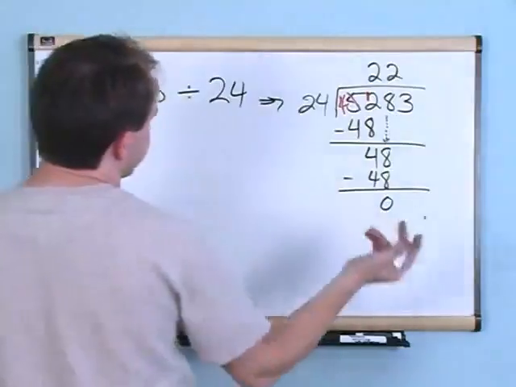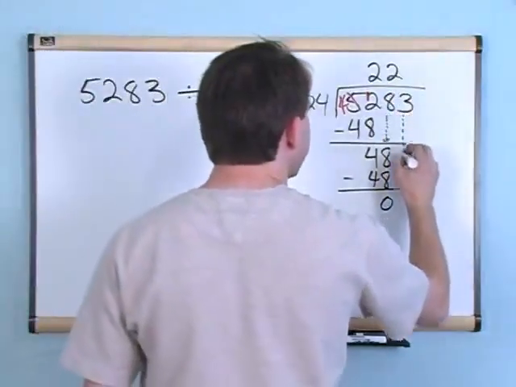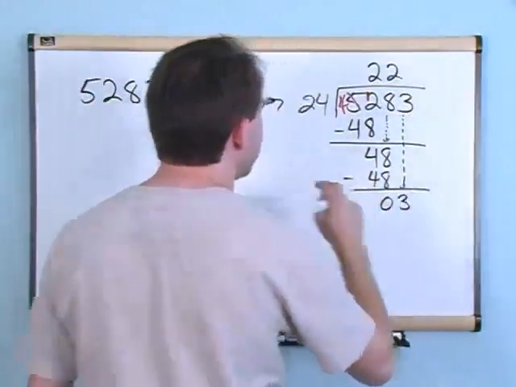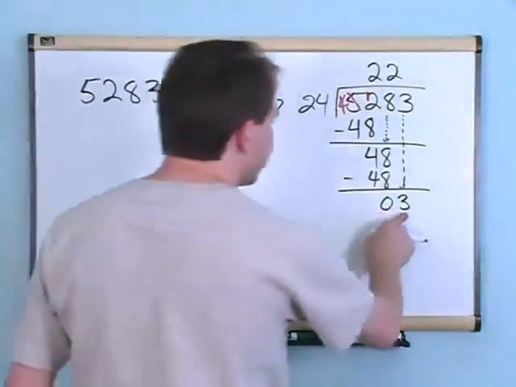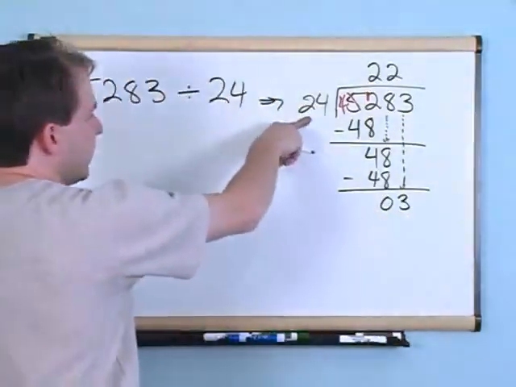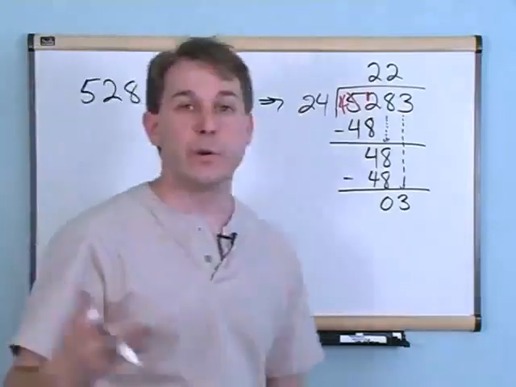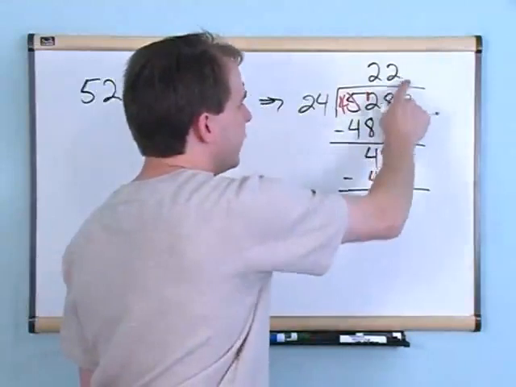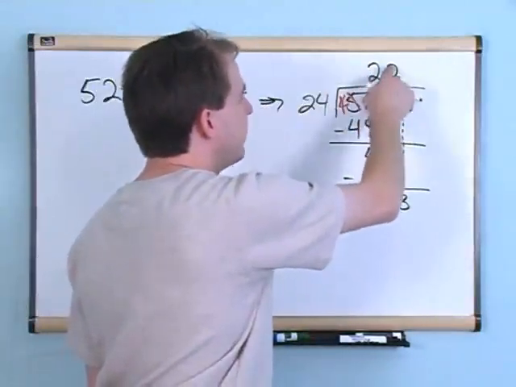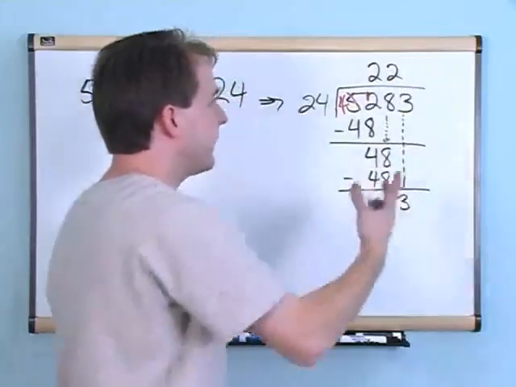Can 24 go into 0? No, it can't. But before we put anything up here, we're going to have to drag our 3 down. Okay? We're going to have to drag our 3 down. Now that we have dragged our 3 down, we can ask ourselves, does 24 go into 3? Does 24 go into 3? No, it doesn't. But because I've got to put something here, because notice I started here with the 2 and I did here, I've got one more digit. In order for this problem to be complete, I've got to put something here, okay?